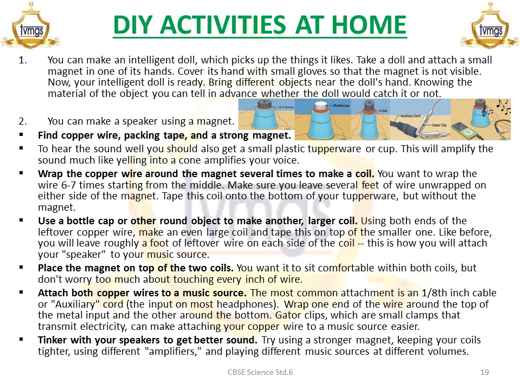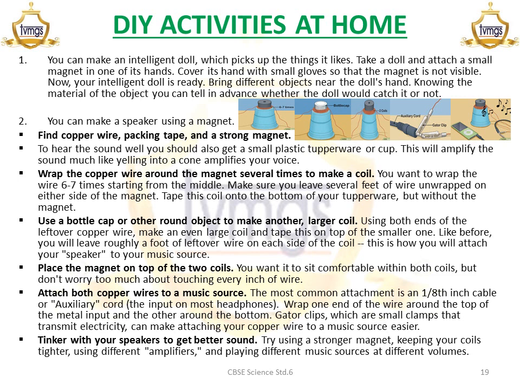Then use a bottle cap or another round object to make another larger coil. Using both ends of the leftover copper wire, make an even larger coil and tape it on top of the smaller one. Like earlier, you will leave roughly a foot of leftover wire on either side of the coil. This is how you will attach your speaker to your music source. Now, place the magnet on top of the two coils. You want it to sit comfortably within both coils, but it's fine if the magnet doesn't touch every inch of the wire.